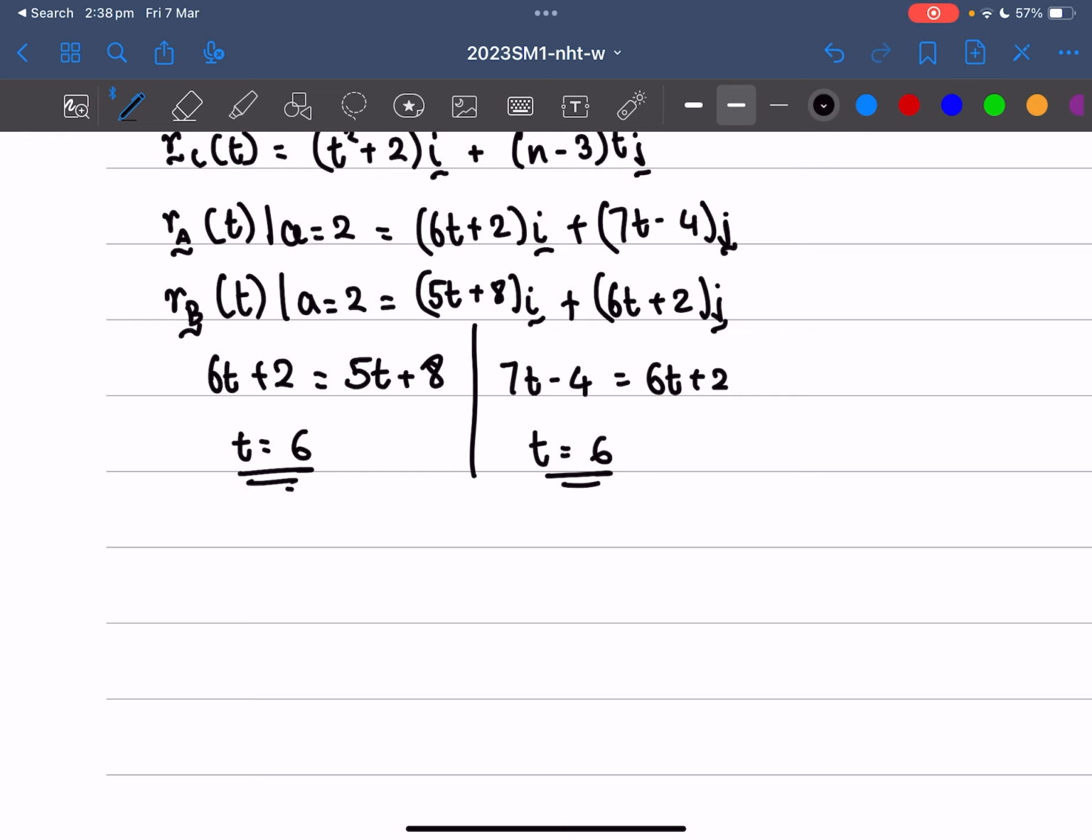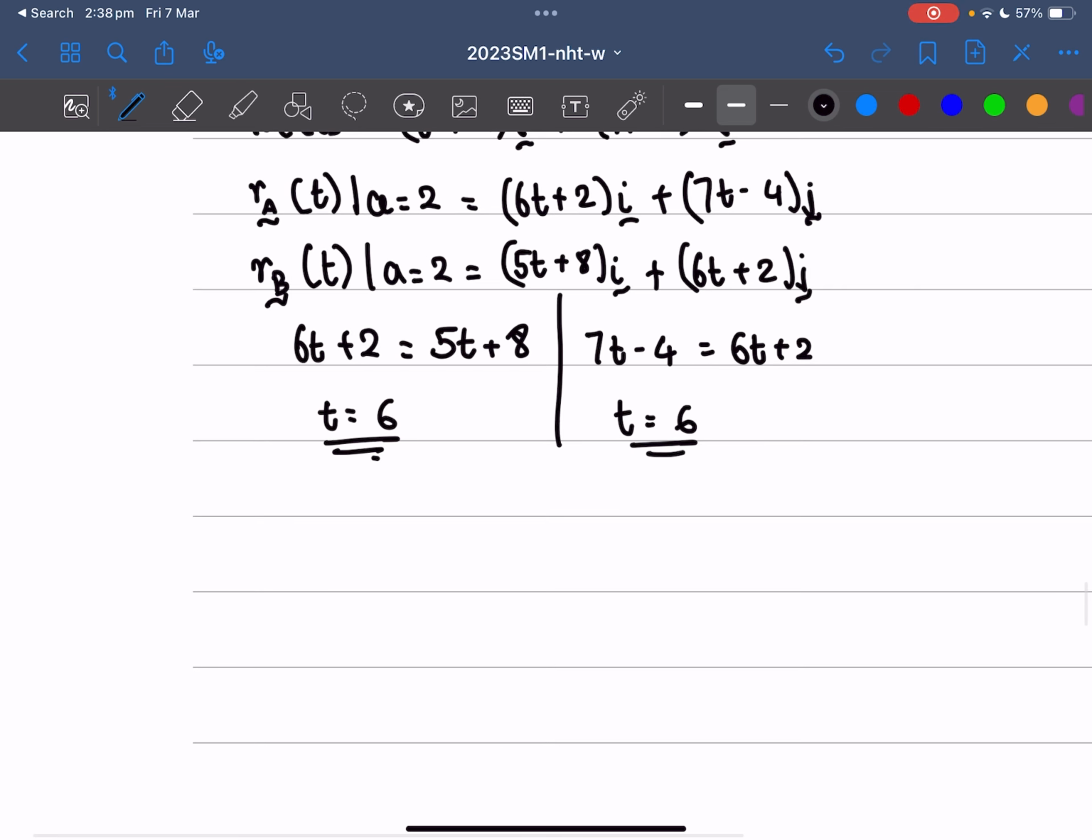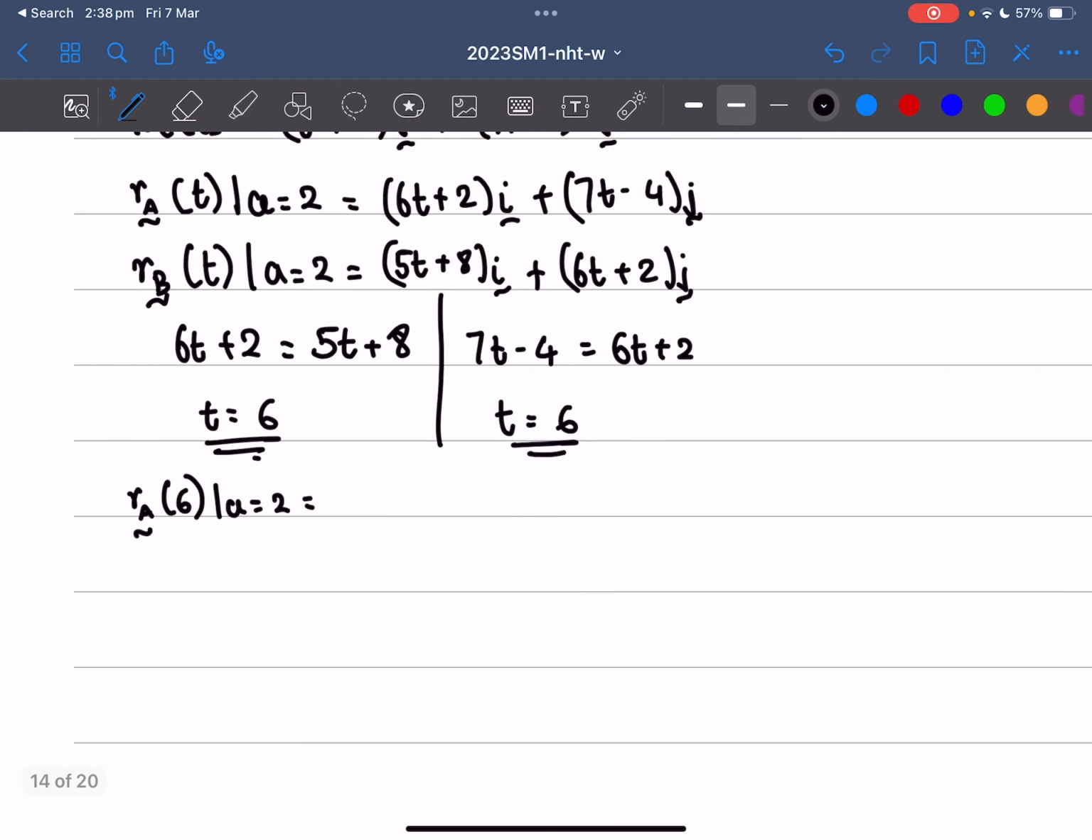Okay, now what I'll do is find the actual vector when t is equal to 6 and a is equal to 2. So we will have 36, so 38i plus 7 times 6 are 42 minus 4, 38j. Okay, so now we have a position in terms of i and j as to where everybody will meet.